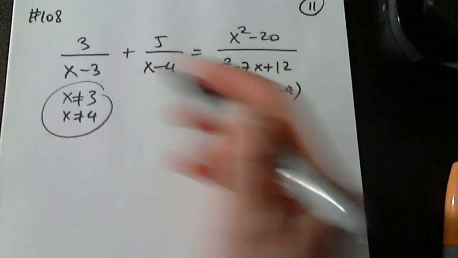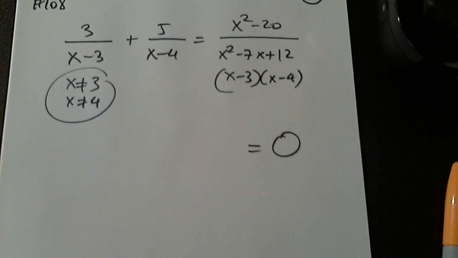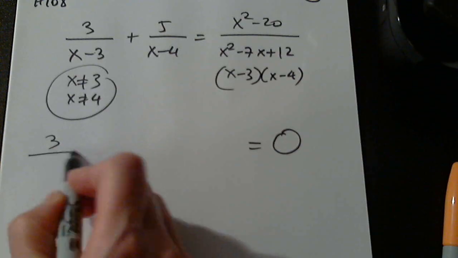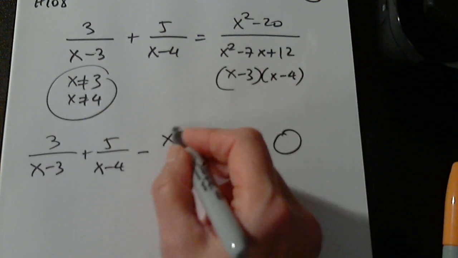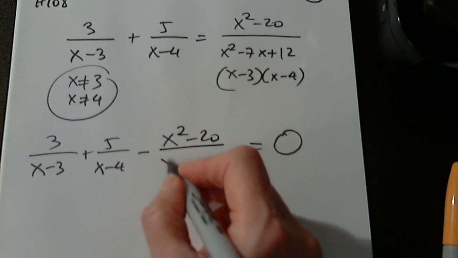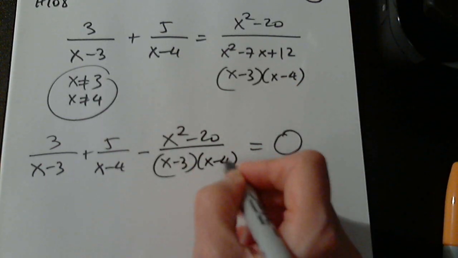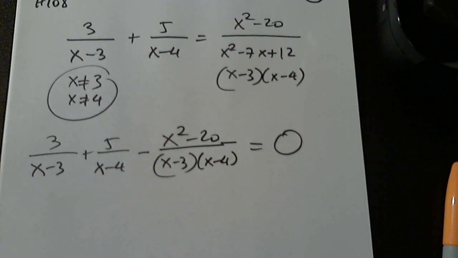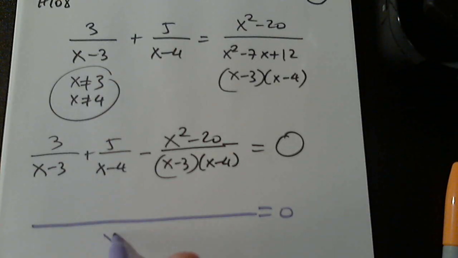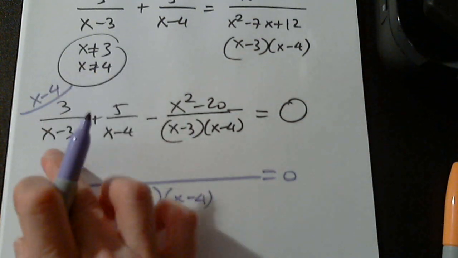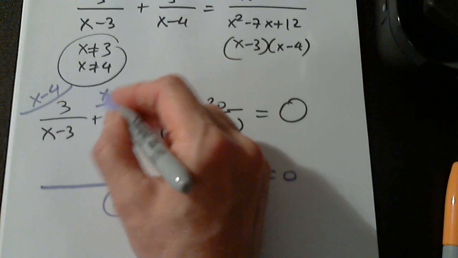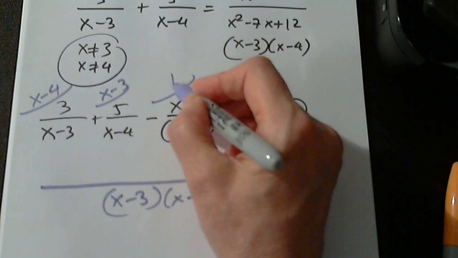I will move this fraction to the left hand side and set everything equal to 0. So 3 over x minus 3 plus 5 over x minus 4 minus x squared minus 20 over x minus 3, x minus 4. I will put my adjustments in there because the least common denominator has to be the product of the two. So this one does not have x minus 4 and this one does not have x minus 3. This one doesn't need anything. By anything we mean 1.